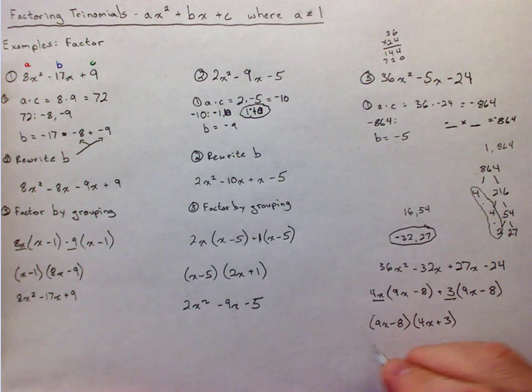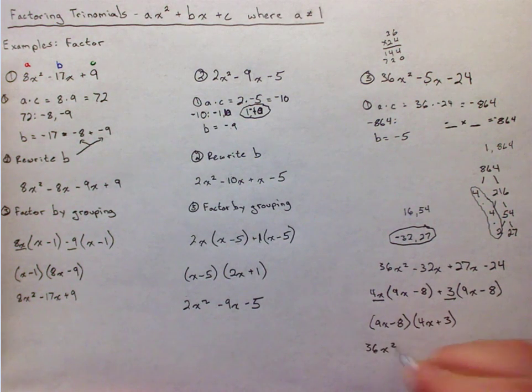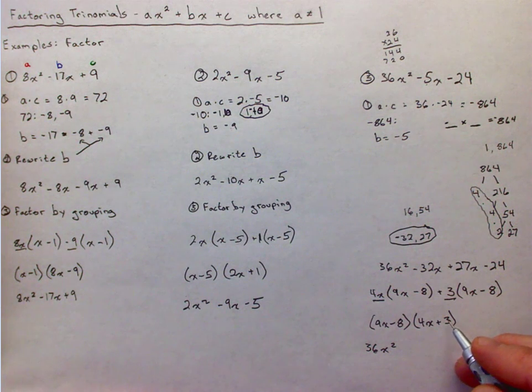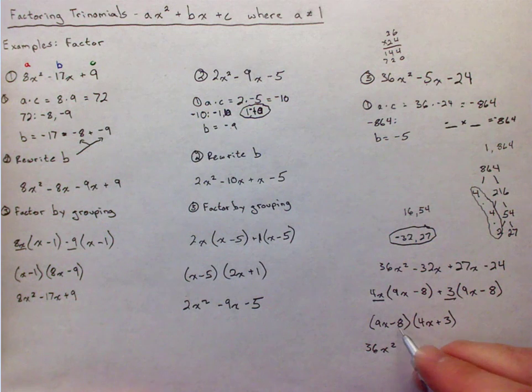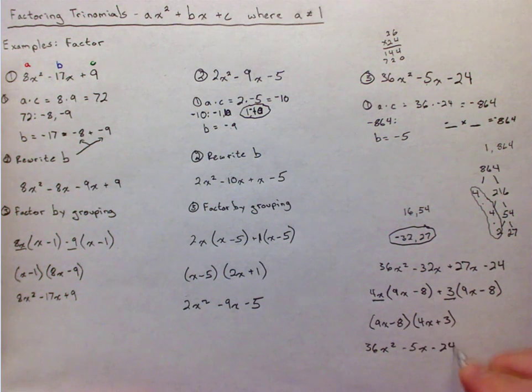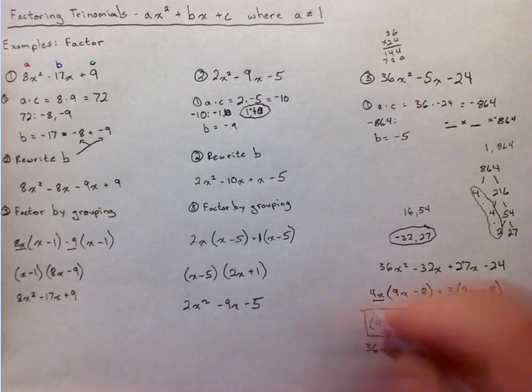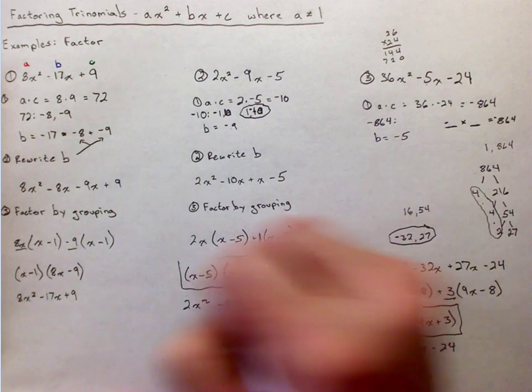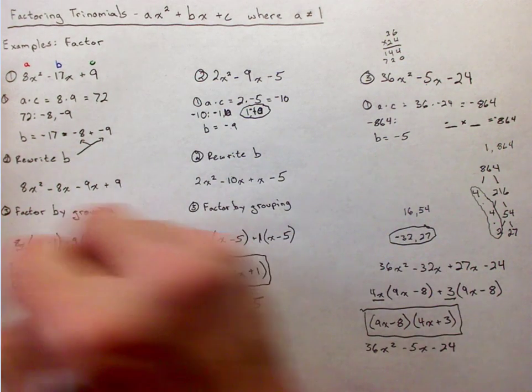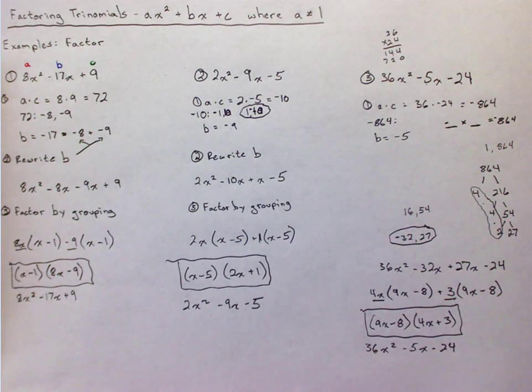Check our work. 36x squared, 9x times 3 is 27, and then a negative 32x, so that's a negative 5x, minus 24. Same, so we're good. Oops, I didn't box in my other answers. And that is factoring trinomials whenever a is not equal to 1.